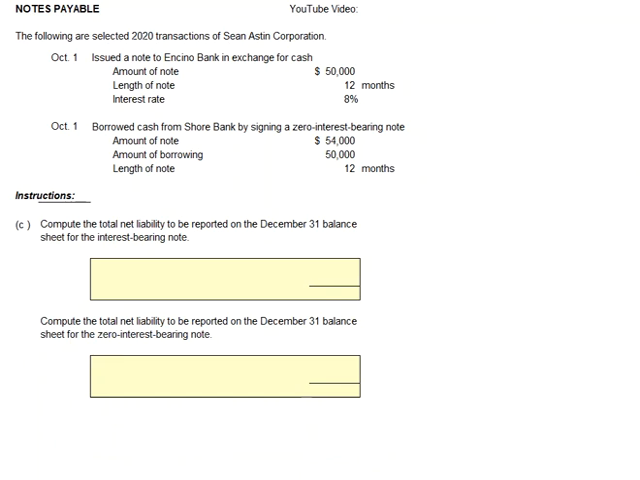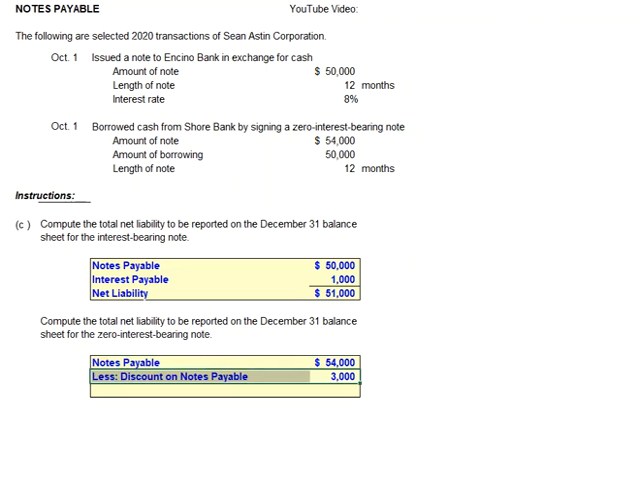Let's go ahead now and look at how both these notes will appear on our balance sheet at year end. The money we borrowed from Encino Bank, we've got a notes payable of $50,000, and we've got an associated interest payable of $1,000 for a total liability due to Encino Bank at year end of $51,000. For the note to Shore Bank, we recorded it as face value of $54,000 and originally recorded a discount of $4,000. We've reduced that now to a $3,000 discount, so the net note payable or net liability on our books will also be the same, $51,000.